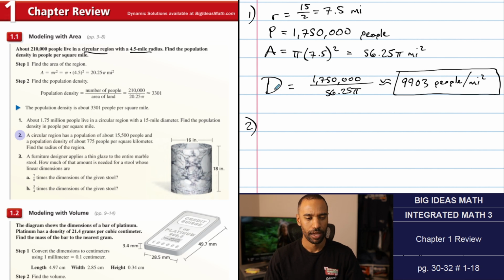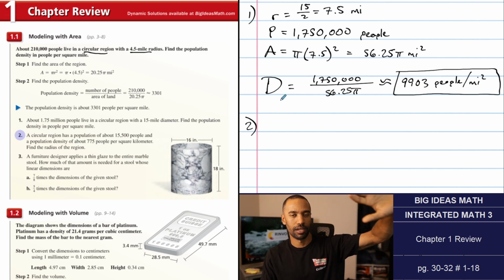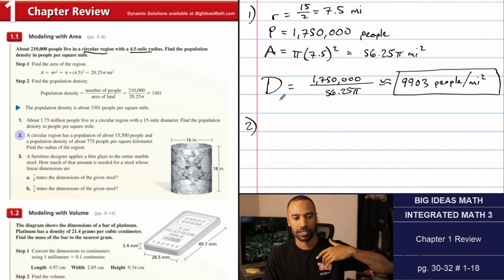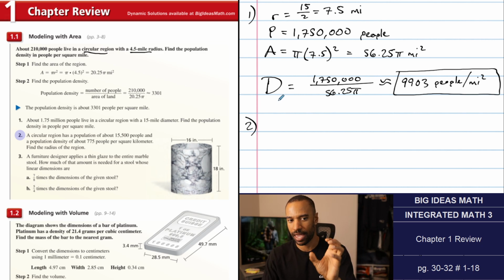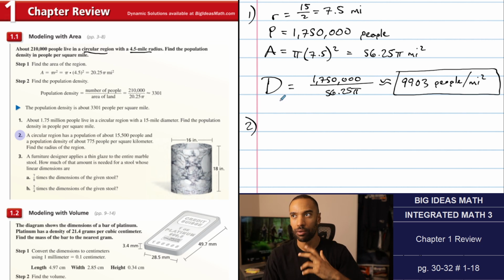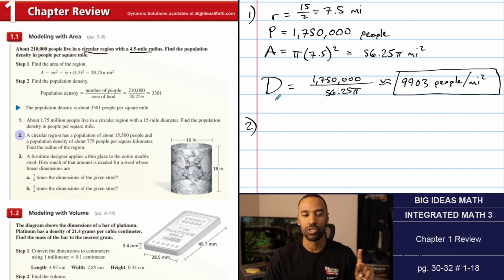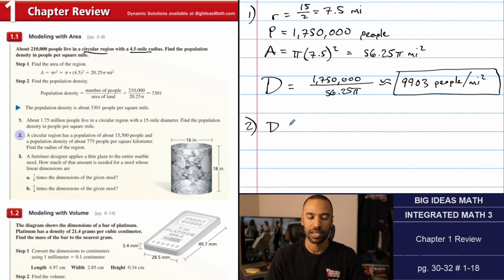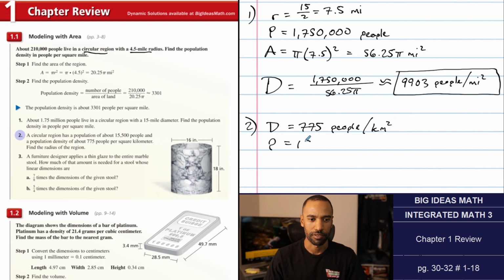Density, once again, is population over area, and this is a circular region. So this time I'm going to put the area of pi r squared right within there. We don't know the radius. We don't know the area. We do know the density this time, though. The density is 775 people per square kilometer. And we do know the population. So population being 15,500 people.